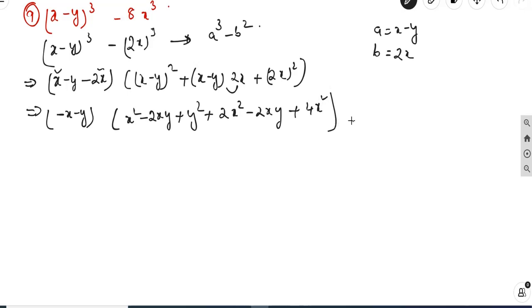Now anything cancelled or added? If you see this one and this one get added, so this becomes 7x square minus 4xy, and what is left is plus y square. And here it was minus x minus y. So this is the solution for problem number 9. We'll go for problem number 10.